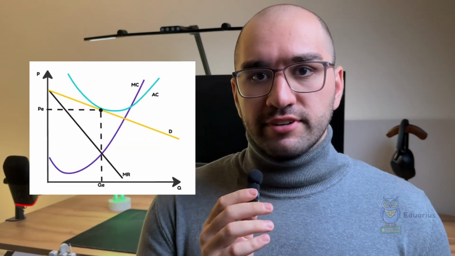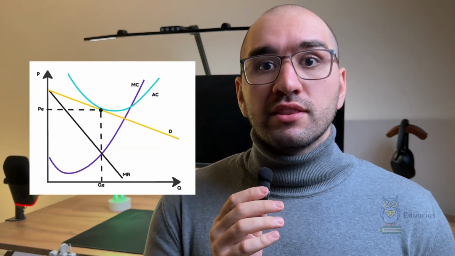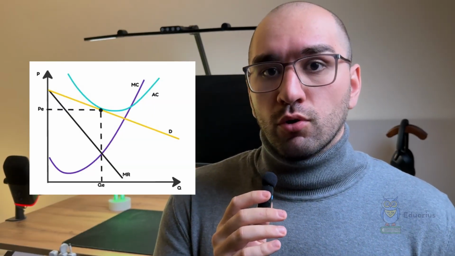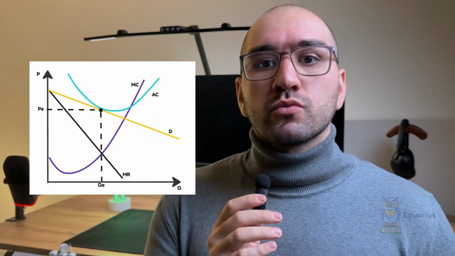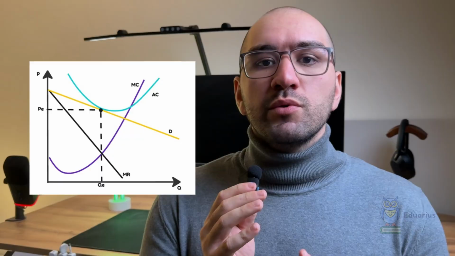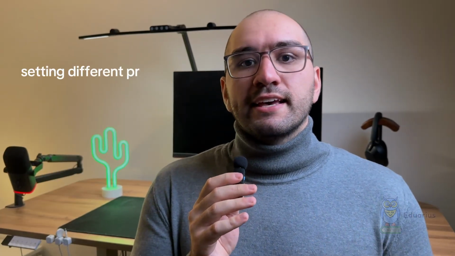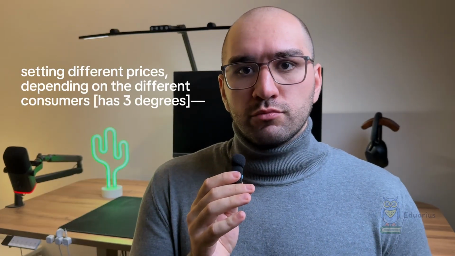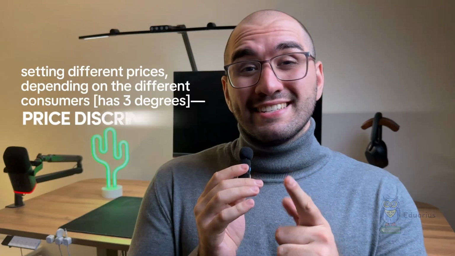In order to find everything, we do all the same. We have to find the point of intersection between marginal costs and marginal revenue. Then we see that there is no profit and we will leave the graph. Moreover, a monopolist can set different prices depending on the different consumers. We call it price discrimination.